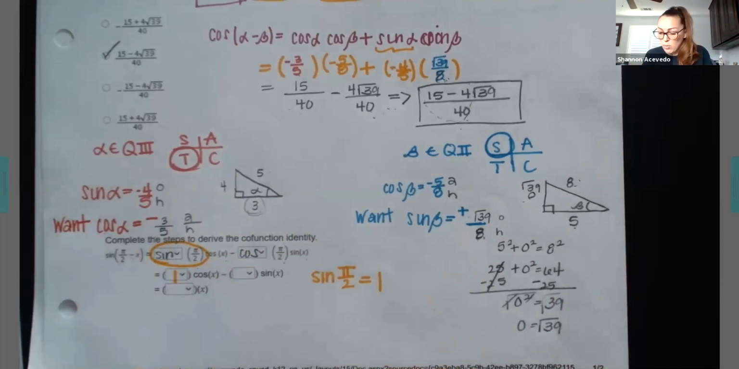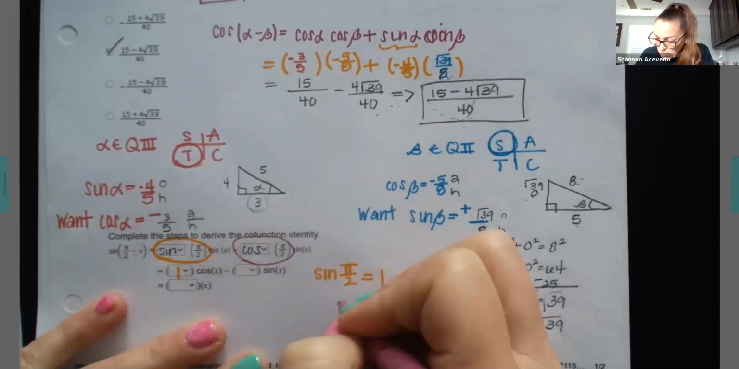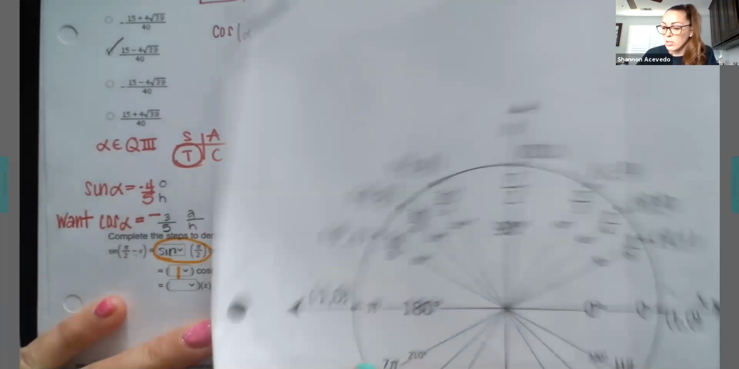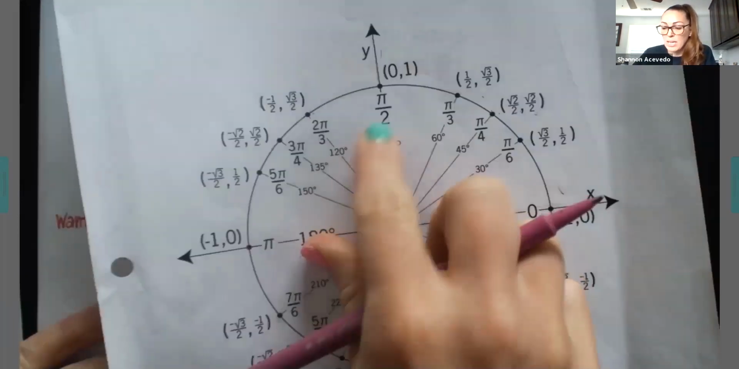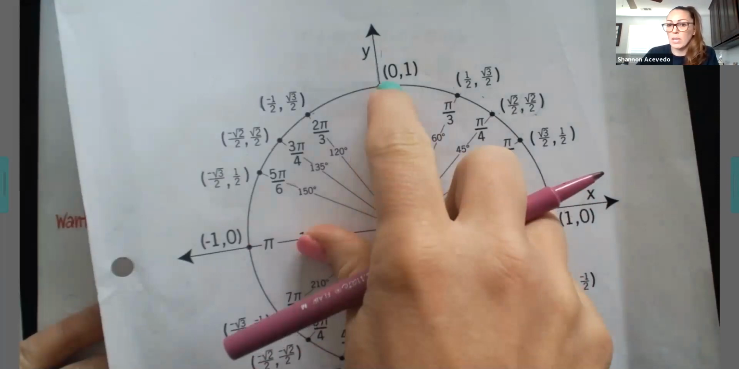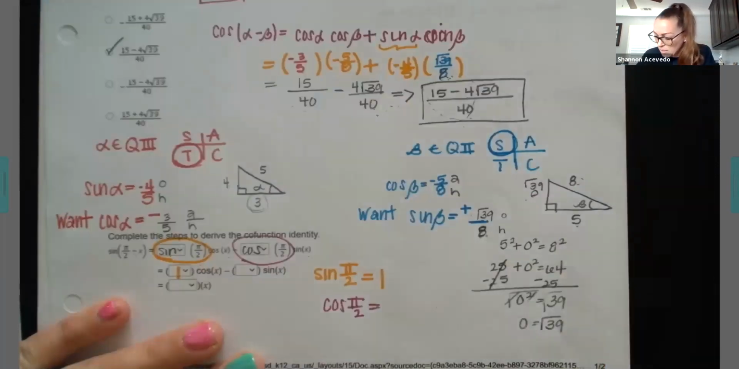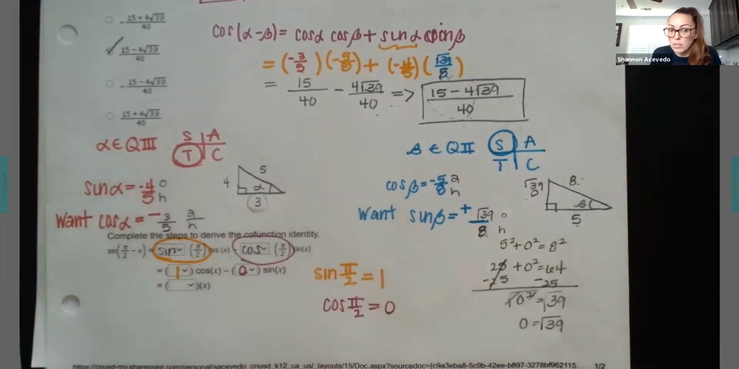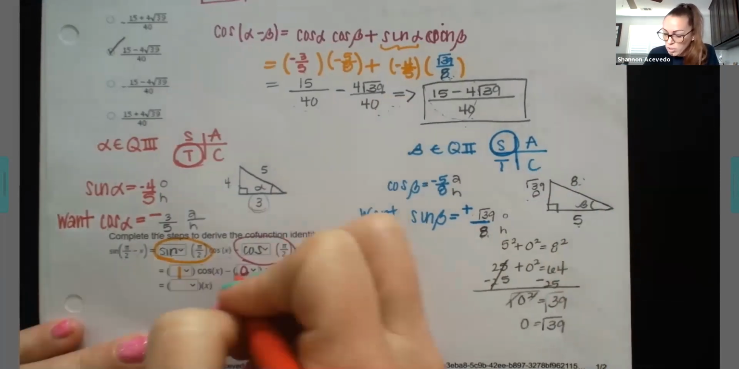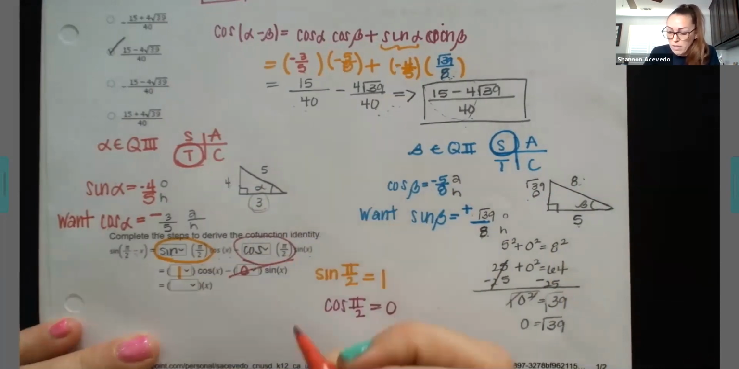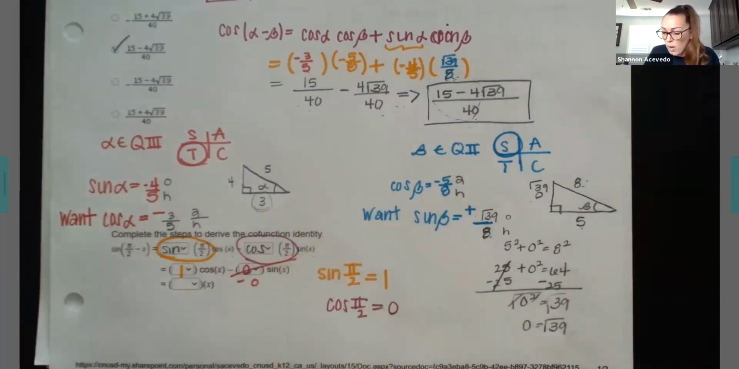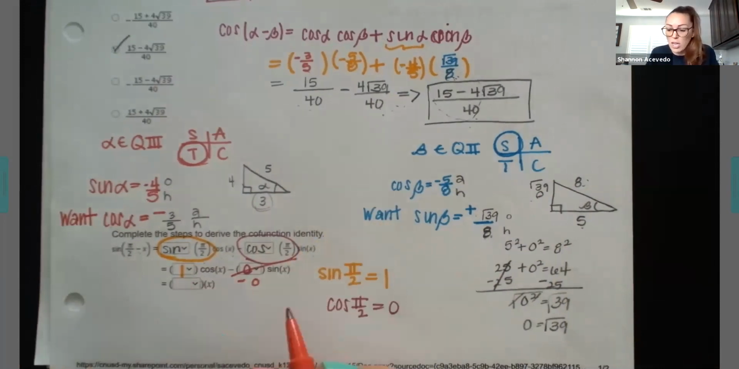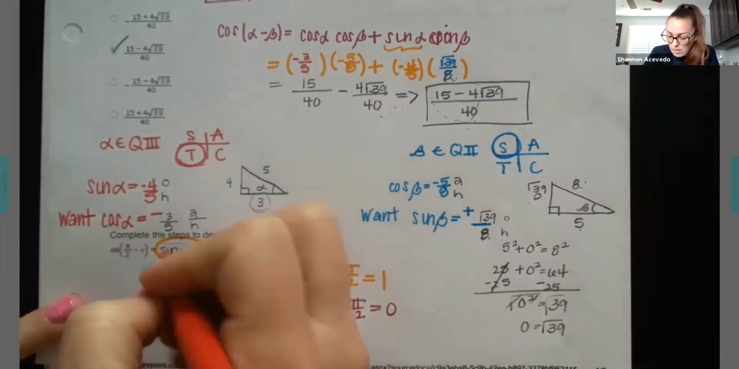I also know cosine of pi over 2. And cosine of pi over 2 on my unit circle, pi over 2, cosine is 0. So this value is just 0. And 0 times anything is just 0. This just cancels out, right? That's just minus the value of 0. That's nothing. And 1 times cosine of x is just cosine of x.